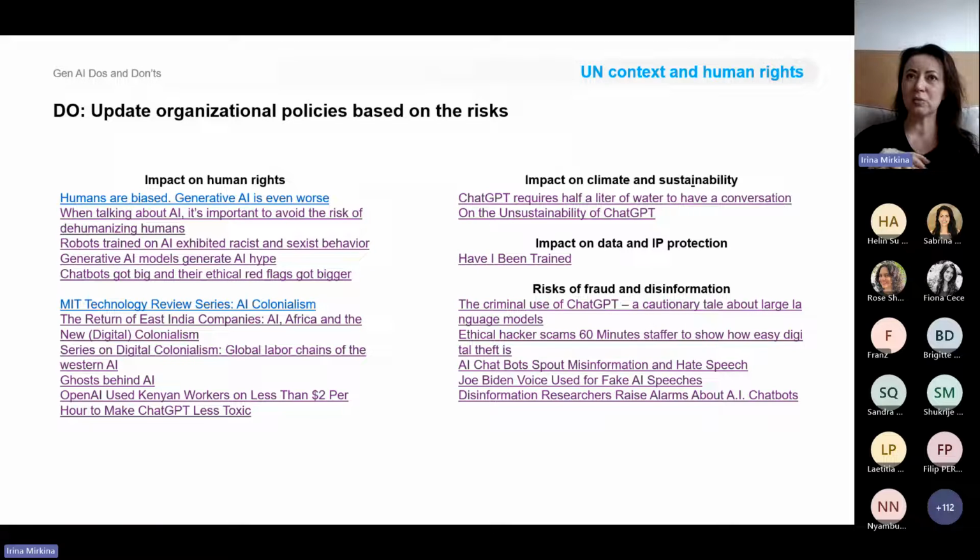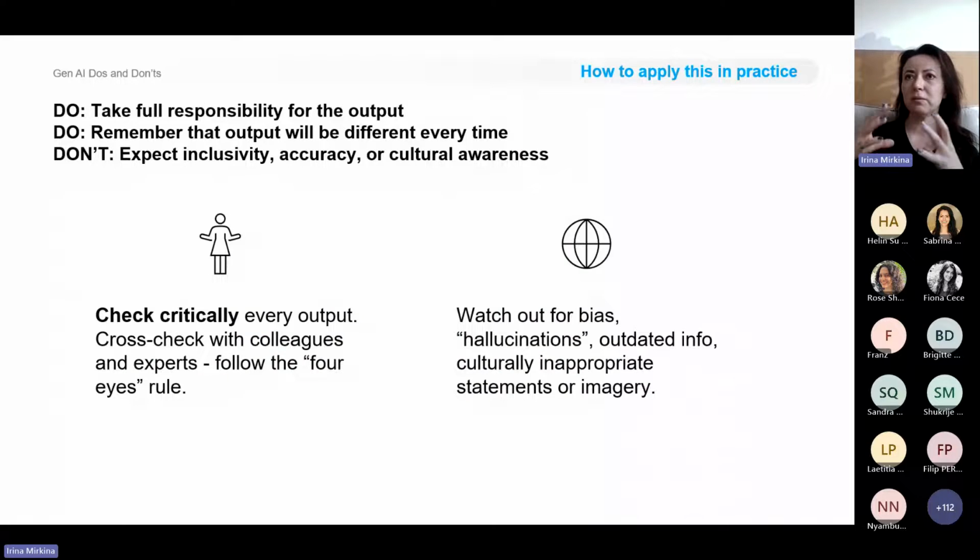The threats to data protection, particularly for vulnerable populations like people on the move and children, and all the risks of fraud and disinformation and deep fakes that are amplified by generative AI. None of them are new explicitly. All of those phenomena like inequality and digital colonialism have existed for a long time, but generative AI amplifies them on a massive scale.